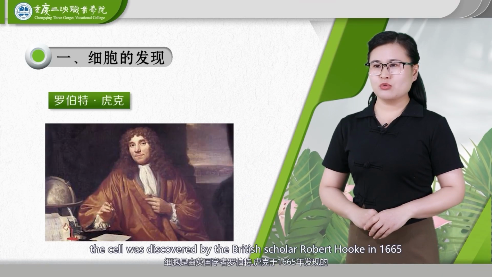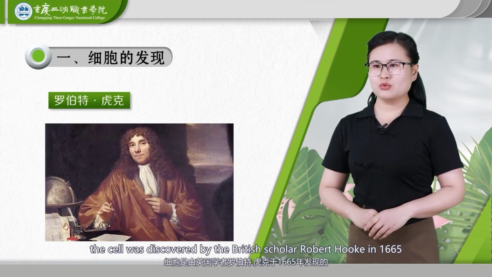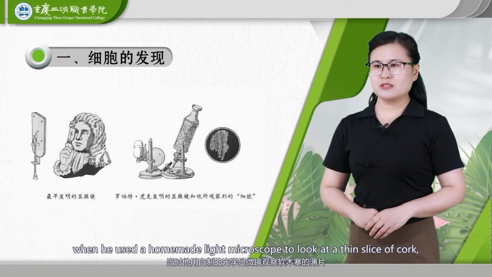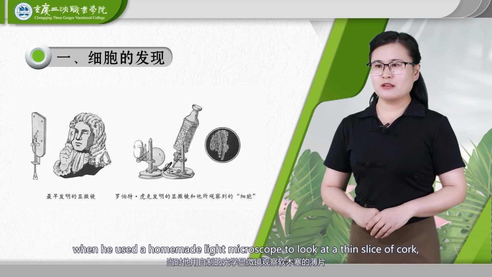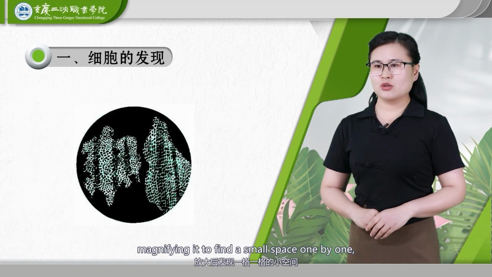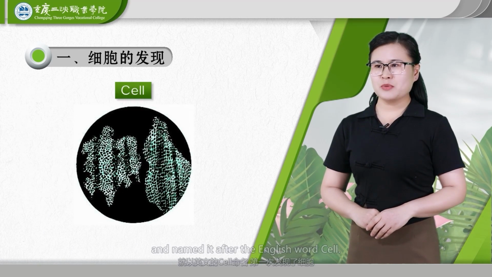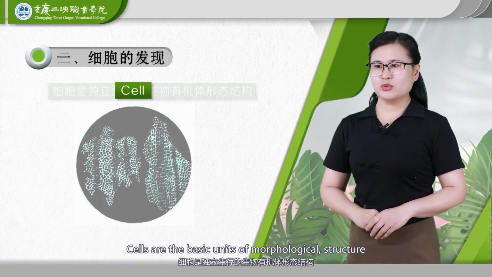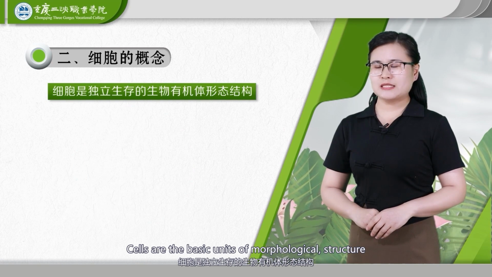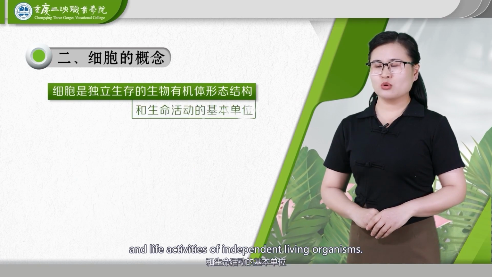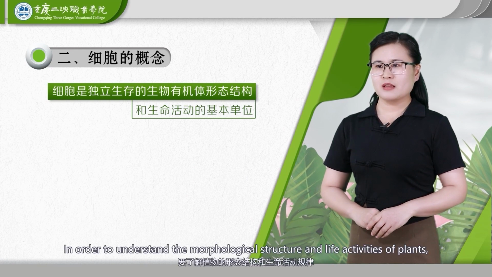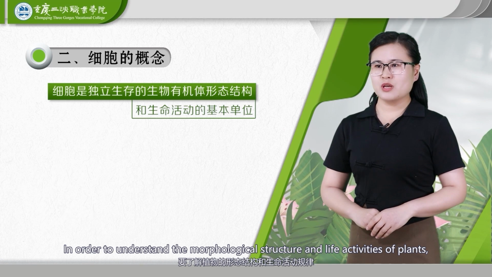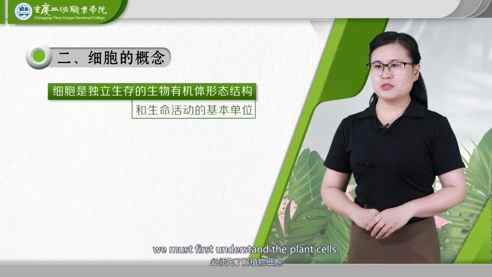The cell was discovered by the British scholar Robert Hooke in 1665. When he used a homemade light microscope to look at a thin slice of cork, magnifying it, he found small spaces one by one and named them after the English word cell. Cells are the basic units of morphological structure and life activities of living organisms. In order to understand the morphological structure and life activities of plants, we must first understand the plant cells.